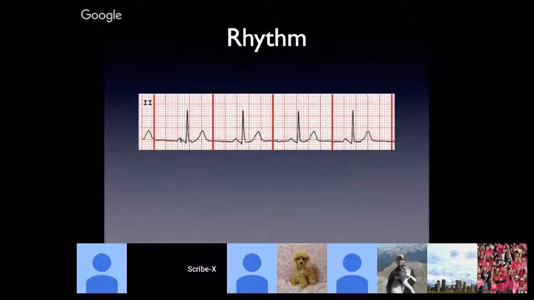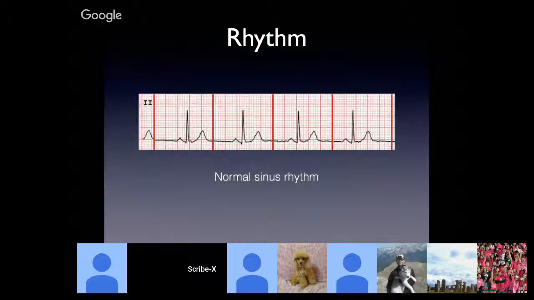This is neither fast nor slow, so let's count the boxes. This is 300, 150, 100, 75, 60. So this is between 60 and 75 beats per minute, right, based on our counting of the big boxes. So this is a normal rate. And because there's a P before every QRS and a QRS after every P, I know this is regular sinus rhythm, being a normal P QRST formation. So they march out like that.